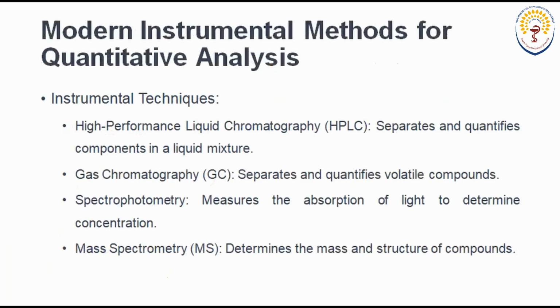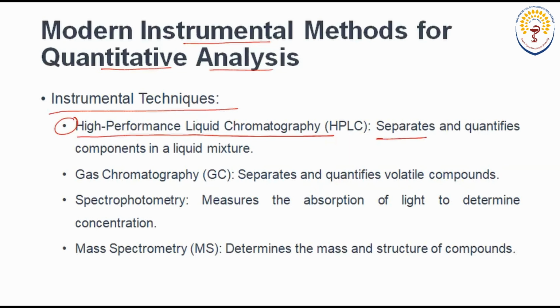Now, in modern days we have modern instrumental methods of quantitative analysis. The modern instrumental techniques include first HPLC, high performance liquid chromatography. It is a kind of chromatography which is very sophisticated, very fast and very accurate. It is used to separate the components in a liquid mixture. You not only separate the components in the liquid mixture but also quantify those substances.